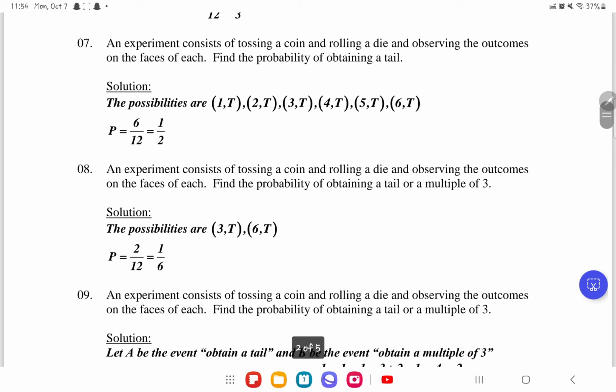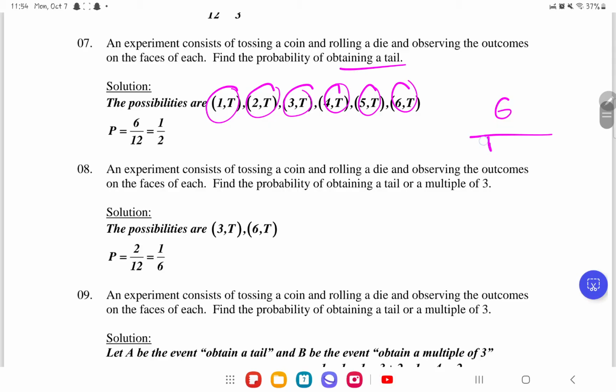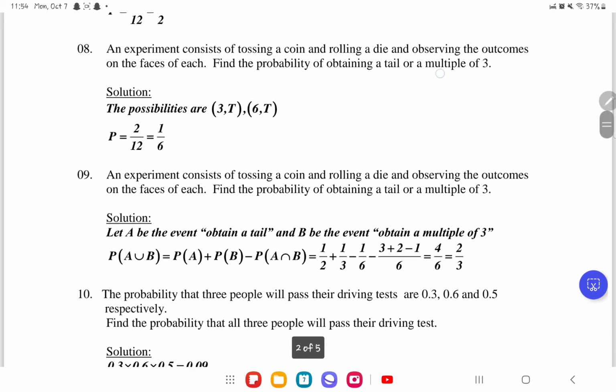Now, an experiment consists of tossing a coin and rolling a die and observing the outcomes on the faces of each, okay? Find the probability of obtaining a tail. You can obtain a tail: 1 and tail, 2 and tail, 3 and tail, 4 and tail, 5 and tail, 6 and tail. So these are 6 possibilities out of the total, which is 12. Then you will get 1 over 2.